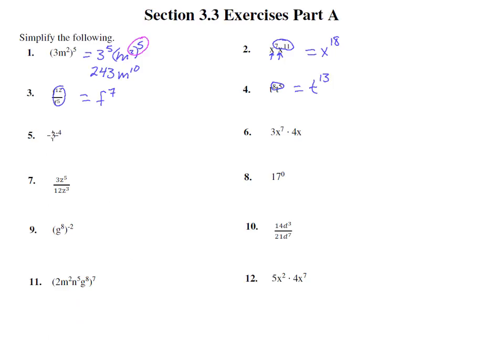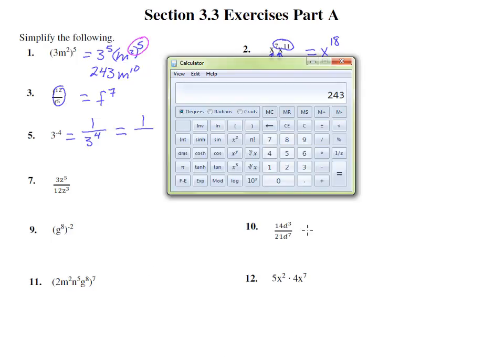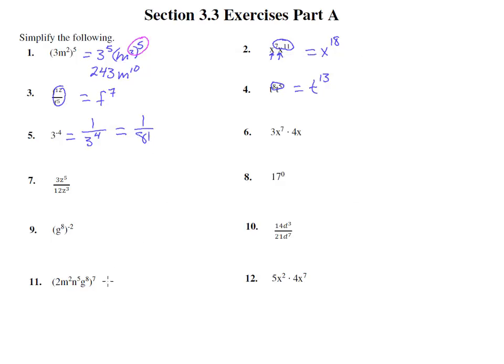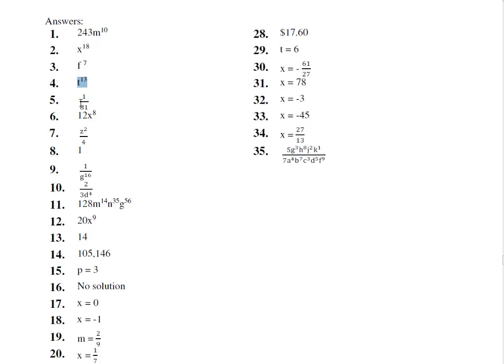Number 5, 3 to the negative 4. Negative exponents. That negative rule is that we take 3 to the 4th and it is now on the denominator. It flips it. It puts it on the bottom. It divides. So 1 over 3 to the 4th, we could do 3 times 3 times 3 times 3, or 3 to the 4th power is 81. So it's 1 over 81. Let's check our answer. 1 over 81 is correct.